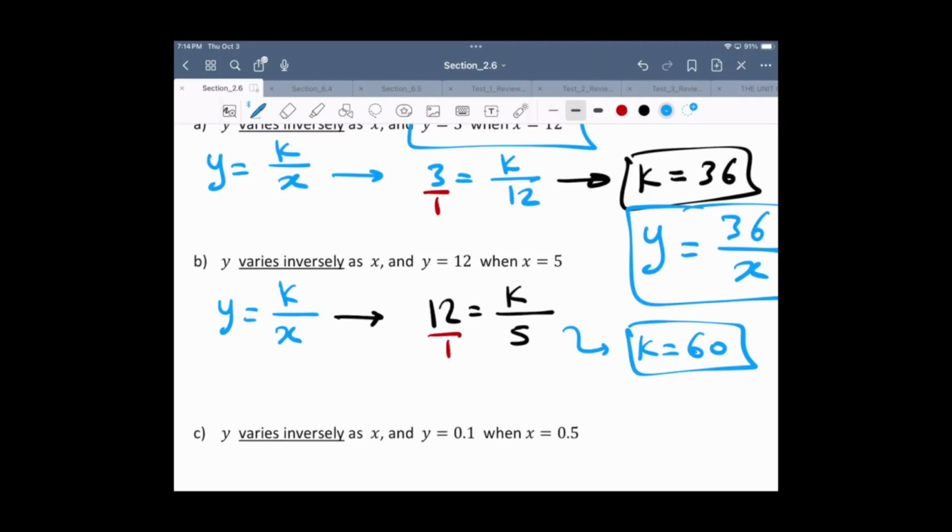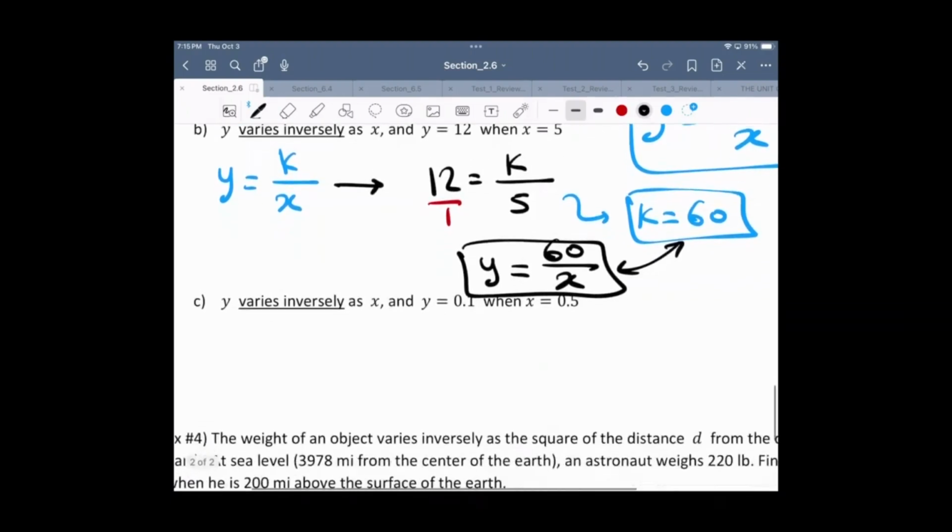And they're also asking for the equation of inverse variation. So all we have to do is plug this in here. And then we have y equals 60 over x. So that's the 2 things that they've asked us to find.